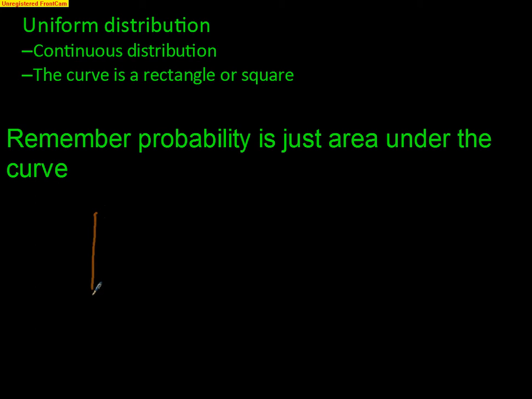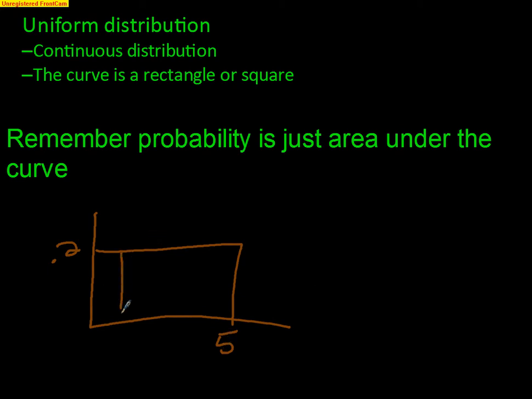So we have a curve here. Let's say it's 5 long. That means the height here must be 0.2. 0.2 times 5 is 1. And we want to know what the probability is of picking a number between 2 and 4. So we want this area in here.